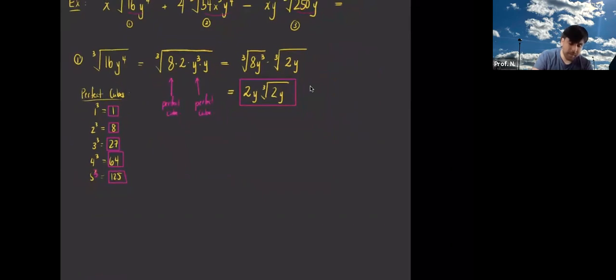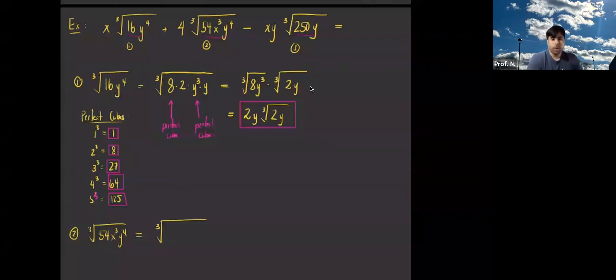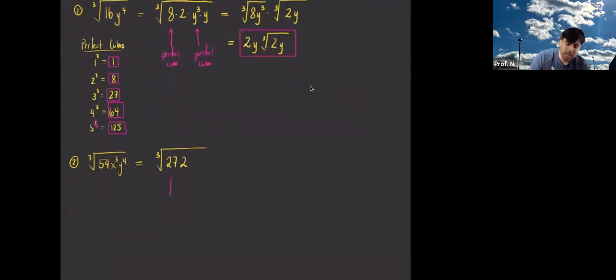Now I have to do the same thing for the second one. Take the cube root of 54 x cubed y to the fourth. So 54, which of the perfect cubes that you see here divides 54? Is it 3 cubed, which is 27, times 2? That's right. So 27 times 2 equals 54. So 27 is a perfect cube.